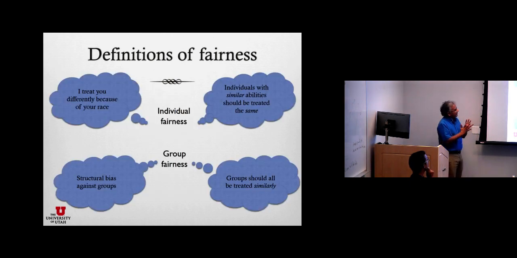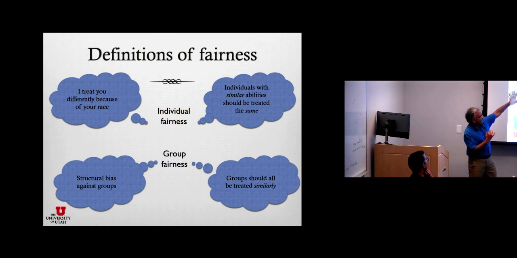So here's one of the definitions of fairness that's been in the news, or at least talked about in the research community of late. This is from a paper by Cynthia Dwork and co-authors from five or six years ago. They call it individual fairness, and here's what it means. Here's a problem, and here's the solution. The problem is, I treat you differently for reasons unrelated to your skills for a task. This is a bad thing. Don't do it. Individuals with similar abilities should be treated the same.